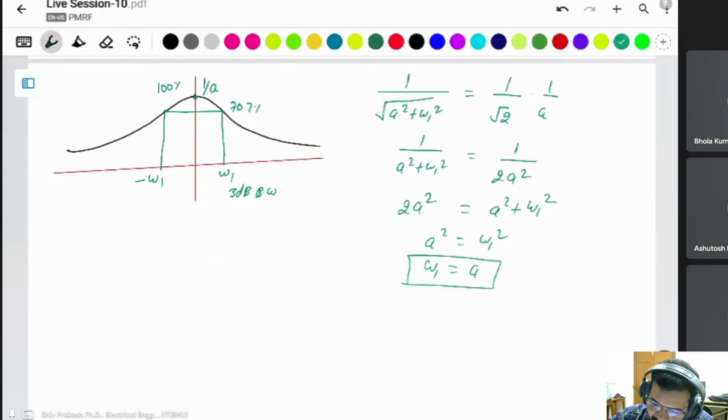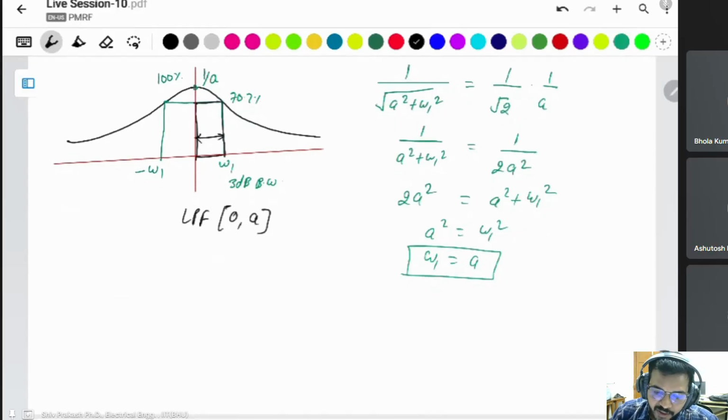Because there is no meaning of the negative frequency, this will behave like a low pass filter working between 0 to a. The low pass filter passes the signal between 0 to a only, because the negative frequencies have no physical meaning. This is usually positive frequency in this case. The filter is a low pass filter whose bandwidth is a and the cutoff frequency is a.